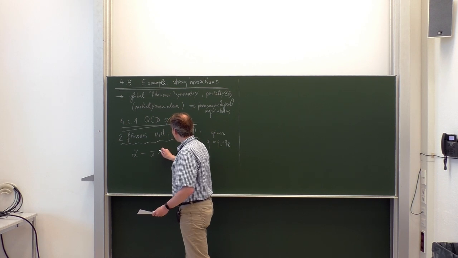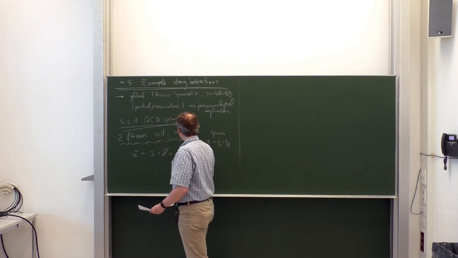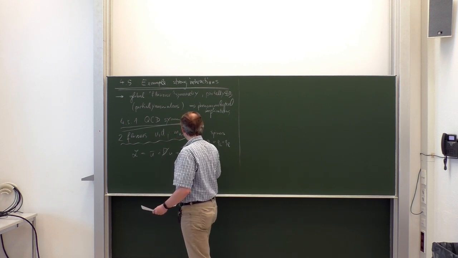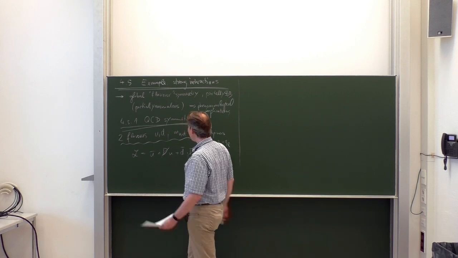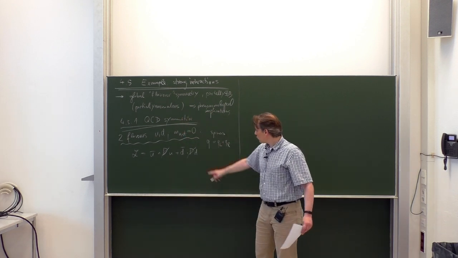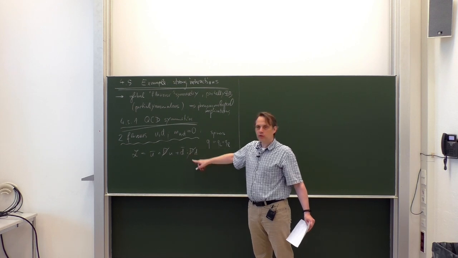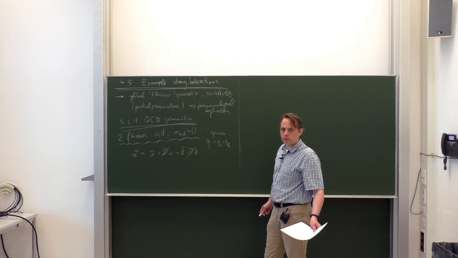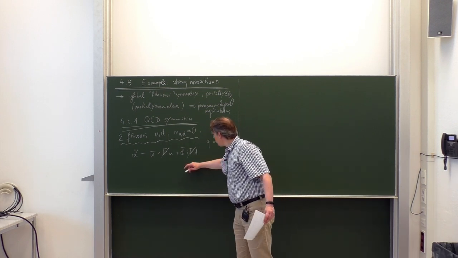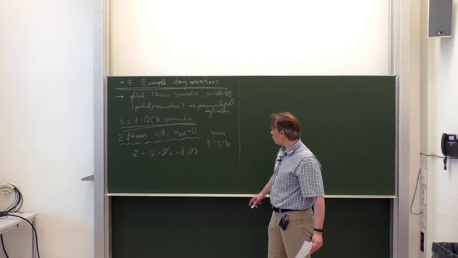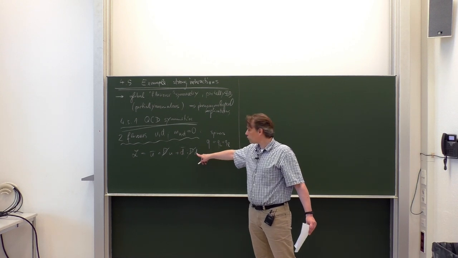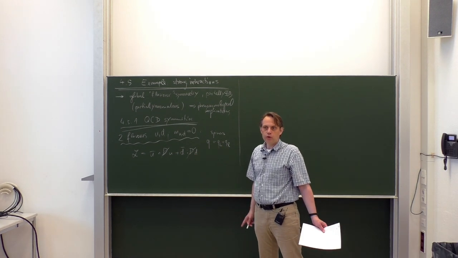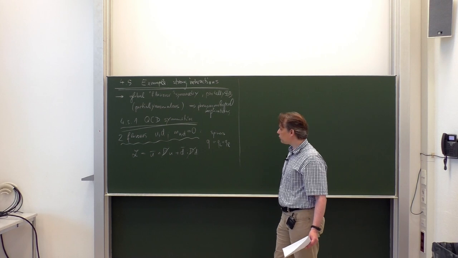ū iD̸ u plus d̄ iD̸ d. That's it. And the covariant derivative, capital D, here contains the gluons and the color representation matrices under which the quarks transform. So the quark fields here carry a color index, which I do not write down explicitly, but it is hidden.